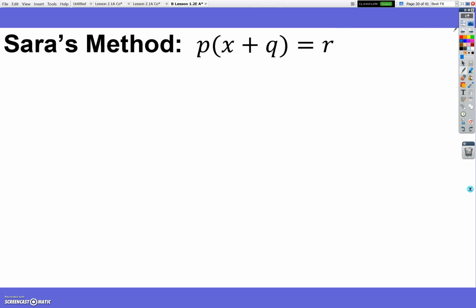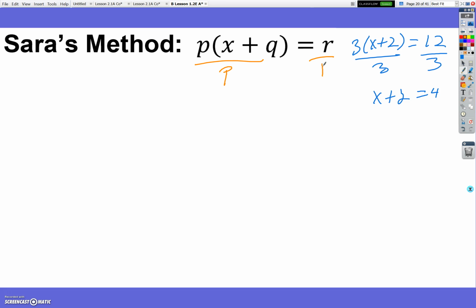Now let's look at Sarah. What Sarah did with this problem, 3 parentheses x plus 2 equals 12. Her first step was she divided both sides by 3 to get x plus 2 is equal to 4. Well, let's go ahead and look at that then. That means my first step is I need to do division too. I'm going to divide both sides by p to get x plus q is equal to r over p.